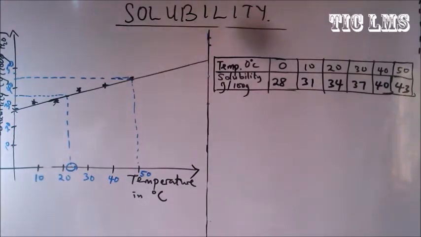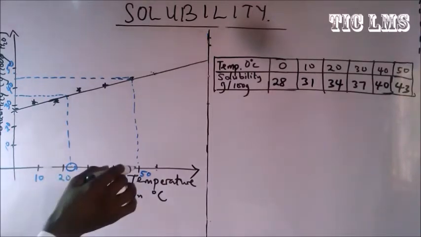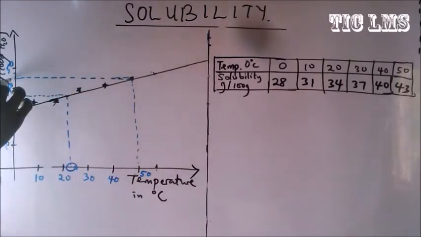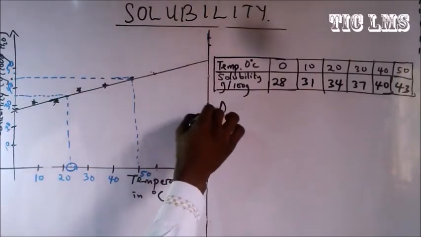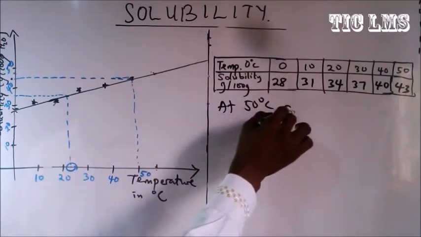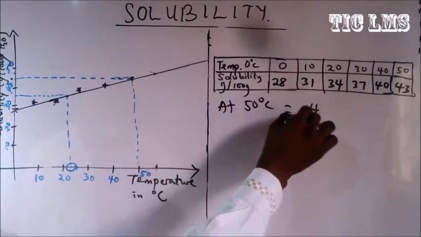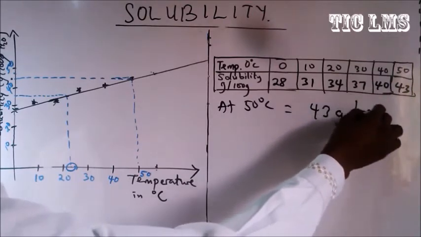At times, you could be told to find the mass of a particular salt which precipitates when the solution is cooled from one temperature to another. For instance, let's say this particular solution was cooled from 50 to 20. What will be the mass that precipitated? What you do is, at 50 degrees Celsius, you trace it up and get your mass. You record that at 50 degrees Celsius, you got a particular mass. Let's say we have 43 gram in 100 gram of water.